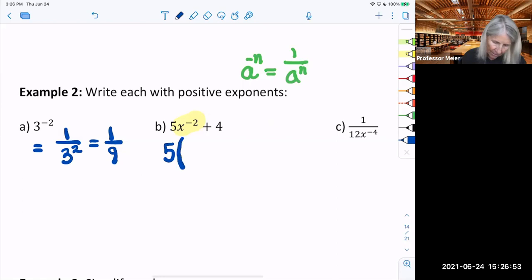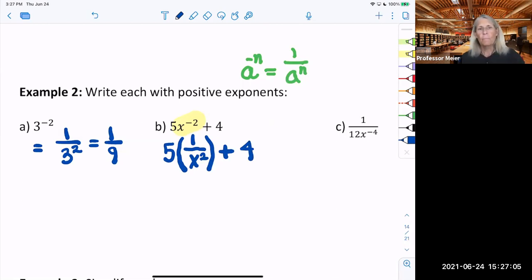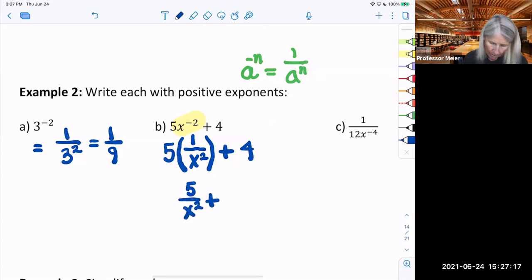So it'll be 5 times, let's change x to the -2 to 1 over x squared. Plus 4 just stays here, plus 4, nothing to do with that. And then I can actually multiply 5 times 1 over x squared. Think of 5 as 5 over 1. So when you multiply, this becomes 5 over x squared plus 4. All right, so the 5 stays where it's at, stays on the top, but the x squared flips underneath to make it x to the positive 2.